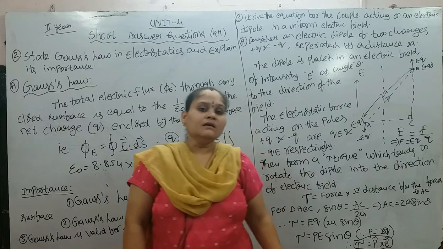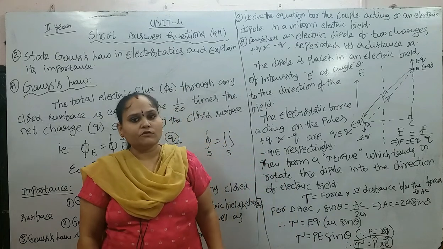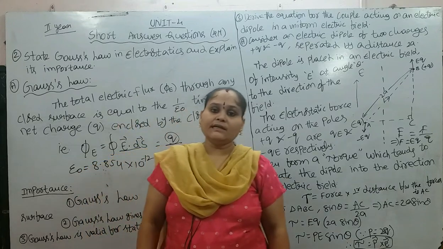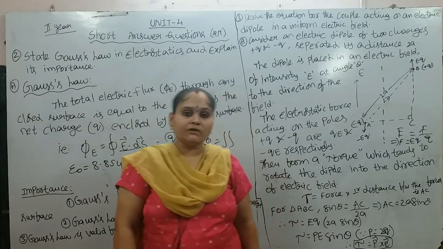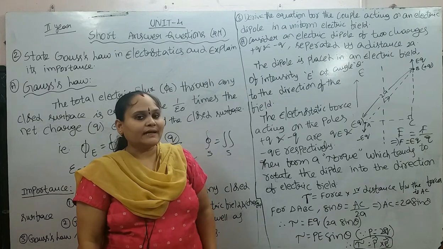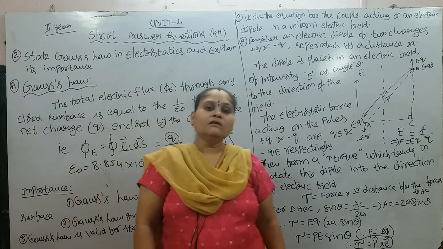Substitute this AC, then we get tau equal to force, which is EQ, into 2a sin theta. 2aQ is nothing but the dipole momentum P. Therefore, tau equal to PE sin theta. PE sin theta means P cross E. Therefore, the torque acting on the dipole is tau equal to P cross E.